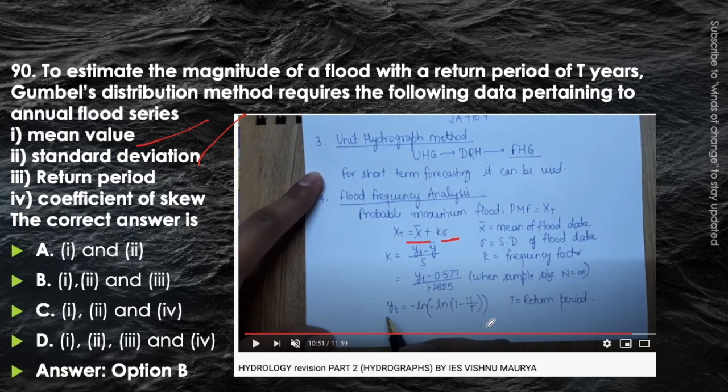We have explained this Gumbel method in the video of revision of hydrology, that is part 2 of the hydrology. You can visit there from the link given in the description box also. So the correct answer here will be option B, that is first, second and third.